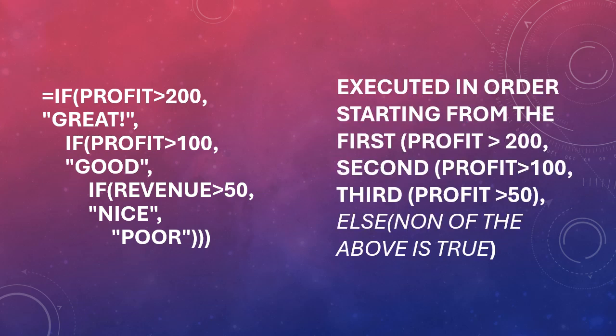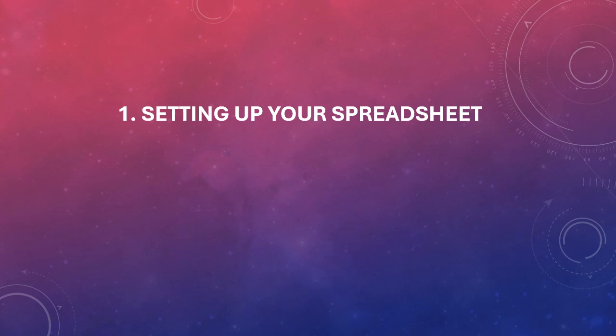Now this means that when profit is greater than 200 is true, the answer is great. If it is false, then we ask another question using the if statement. If profit is greater than 100, if it is true, then you put good, and so on. When all these conditions are not satisfied, then poor. The above nested if is executed in order starting from the first, profit is greater than 200, until the last, profit is less than or equal to 50.